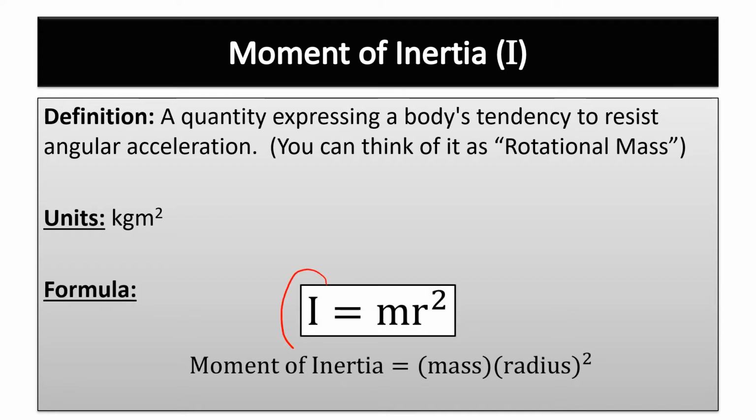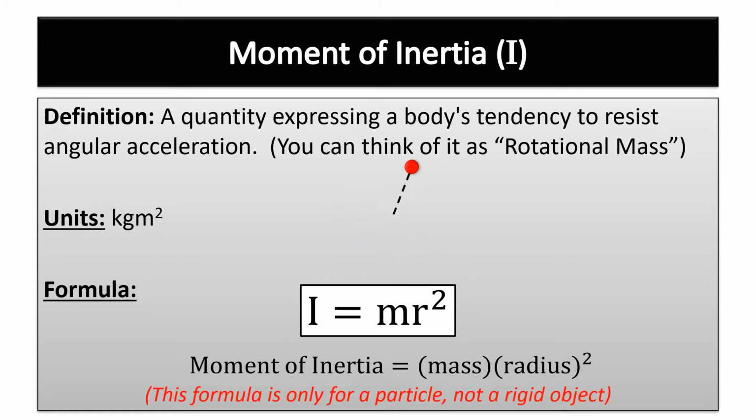So I, the moment of inertia, is equal to your mass, that's where the kilograms come from, times the radius squared. But this formula is only for a particle. We have the mass located at one point, and it's a certain radius away, okay? But on the previous slide, we talked about how that mass can be oriented in different parts around the rigid object, all right? So how can we handle it if there's a different shape, not just a particle?